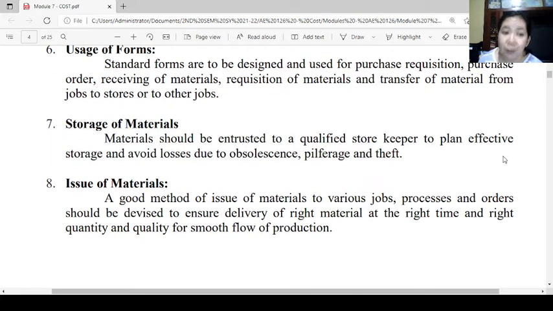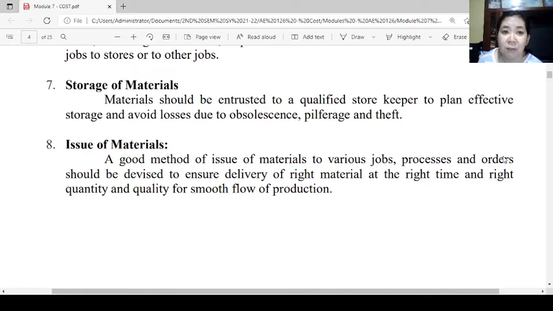Number 7, of course, is the storage of materials. Material should be entrusted to a qualified storekeeper. This is to plan effective storage and also to avoid losses due to obsolescence, pilferages, and theft. This is to make sure that everything is organized and what is being ordered is used in production, to avoid excess or obsolescence in the long run.